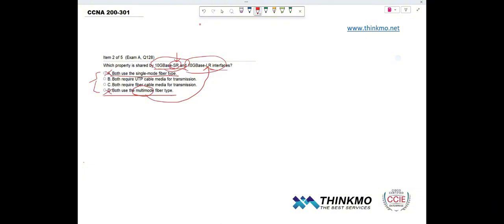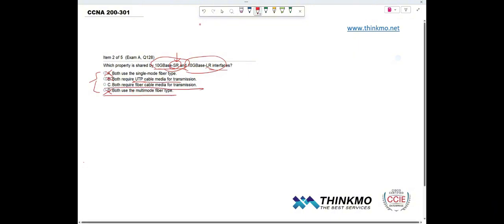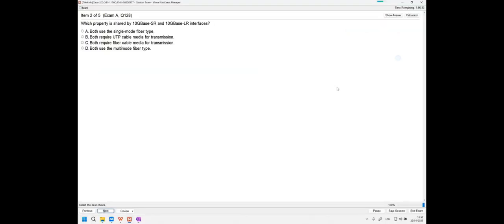Now, for the remaining 2, B and C, let's look at option B. It says both of these are UTP cables. These are electrical signals, copper cables, which are Ethernet, unshielded twisted pair. So this option is also incorrect. The correct answer is option C, which says both of these are optical, using fiber optics as the transmission medium. So the correct answer to this question is option C. Let's look at the correct answer.